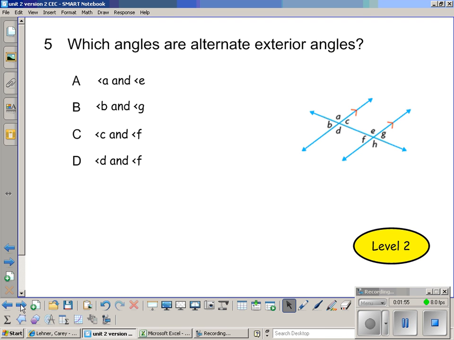Which angles are alternate exterior angles? Well, A and E are corresponding. B and G are alternate exterior angles. They are on the outsides of the parallel lines on the opposite side of the transversal. C and F are alternate interior, and D and F are same side interior. So the answer here is B.